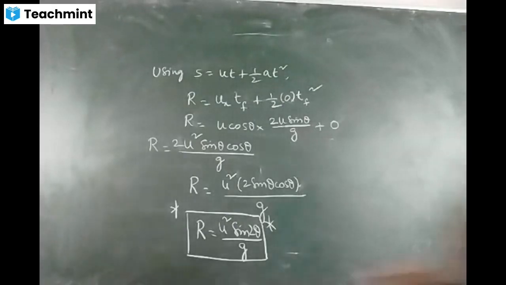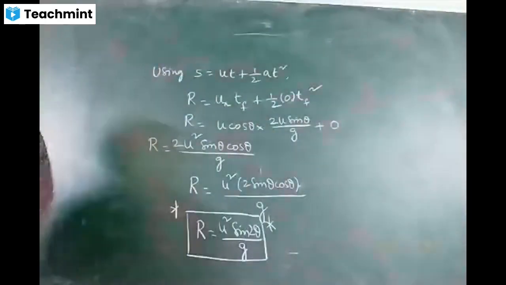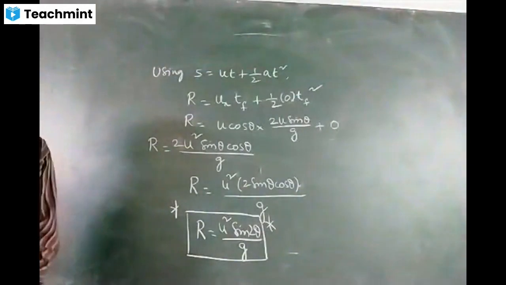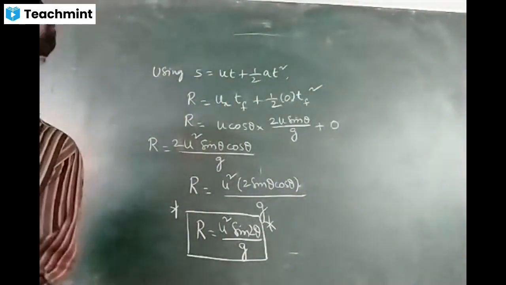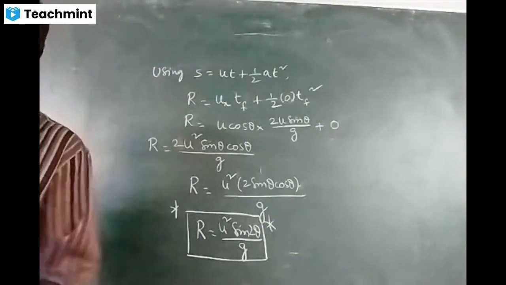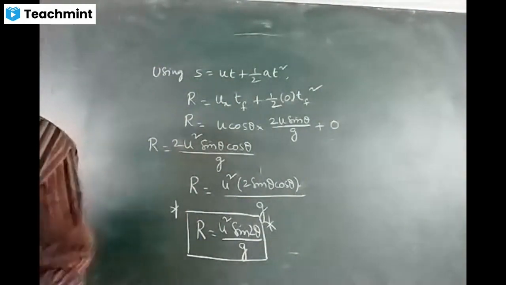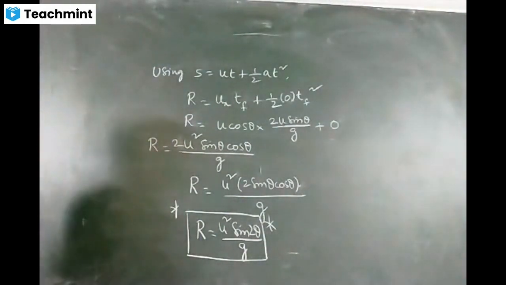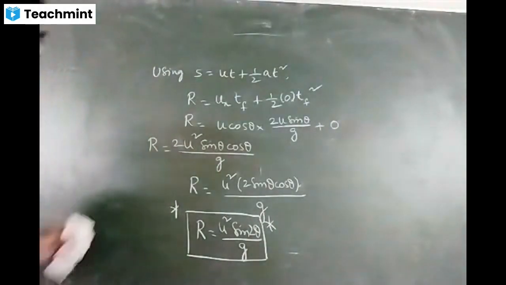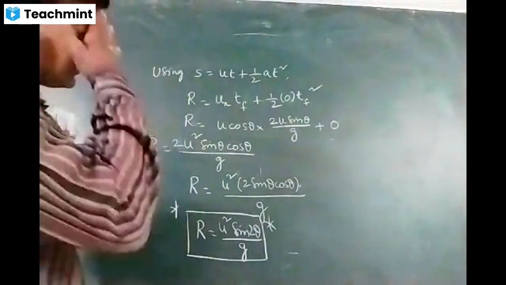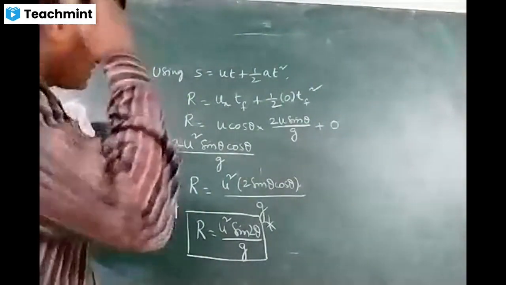What we got is R = u² sin 2θ / g. Very important formula. This is the formula for range.